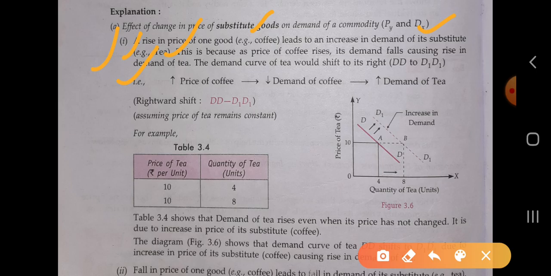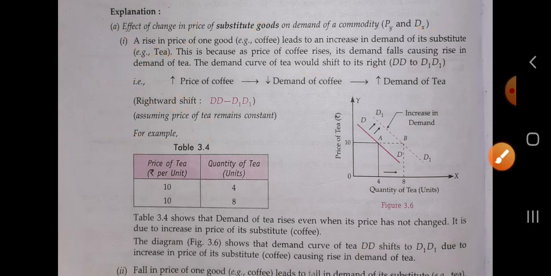So now what will we do? When the price of coffee increases, that means its demand will fall. So consumers will shift from coffee to tea, so the demand for tea will increase. The demand curve of tea would shift to the rightward. Okay, the demand curve we have created will shift to the rightward. It is D and it will be D1.